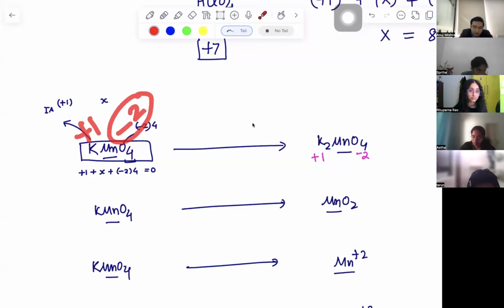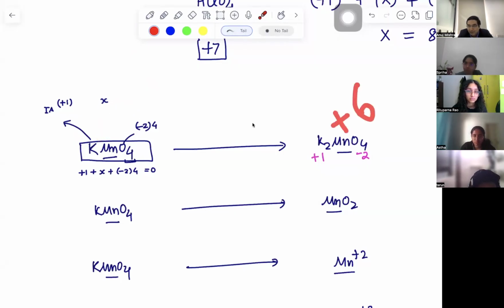So K is +1, O is -2. -2 वाले कितने members हैं? 4. ये x है, तो Mn कितना आएगा? +7. This should be +7. This one is +6. Did you get +6? Ritu, did you get +6? आस्था, तरुण.